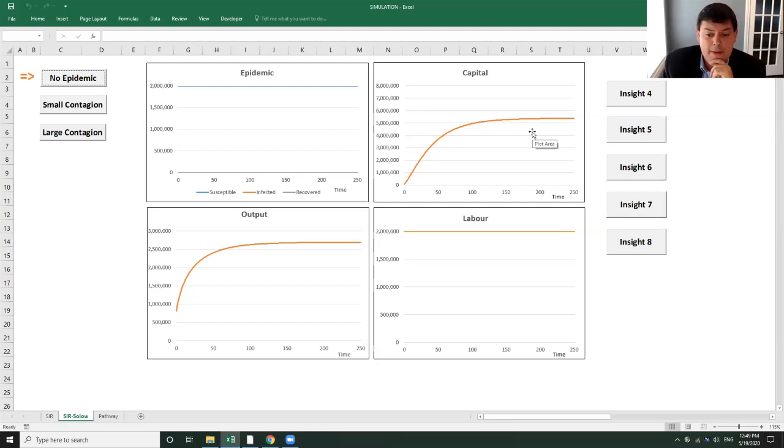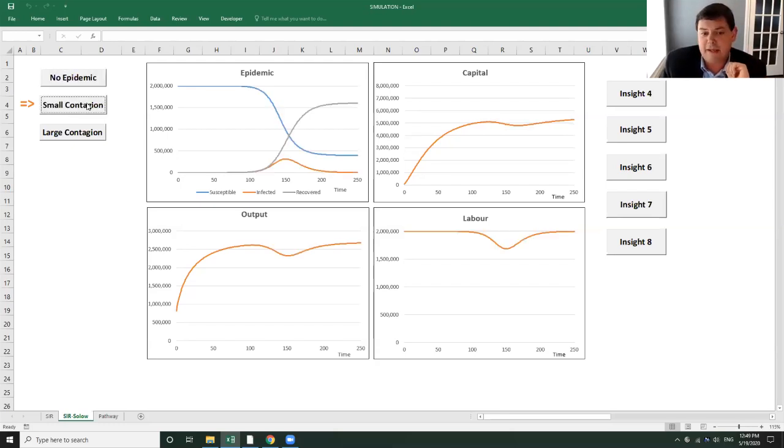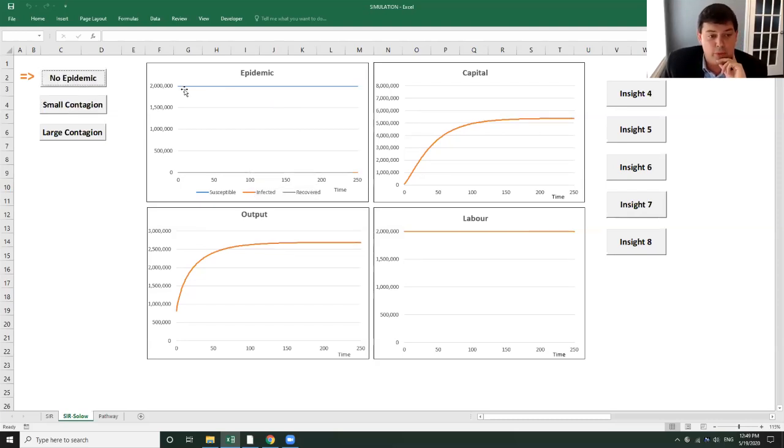All right. What we're going to do now is turn on the epidemic. And remember, the assumption here is that if you are infected, so the members of the orange line in this epidemic, they are not working anymore. If I have no epidemic, I have the blue line here going across the time period with 2 million people, everyone's working. We're assuming that everyone's working.